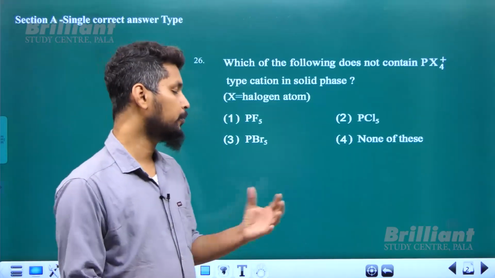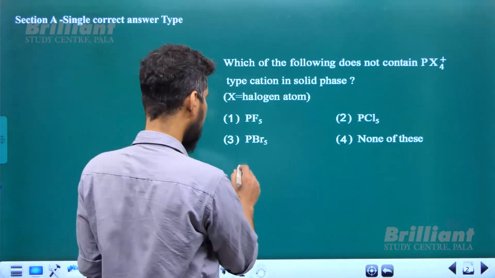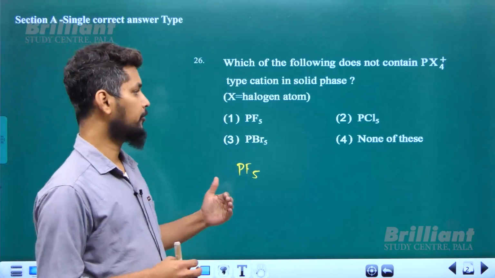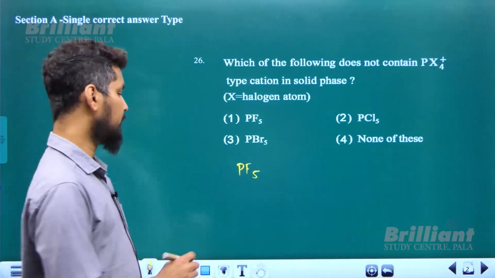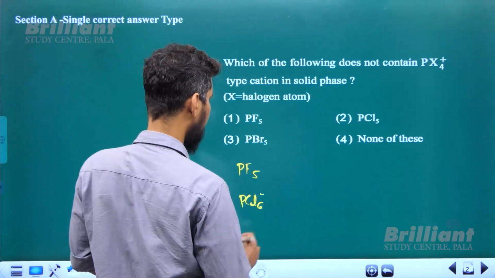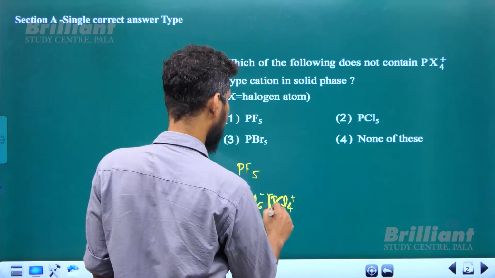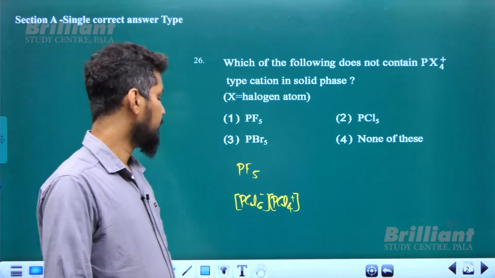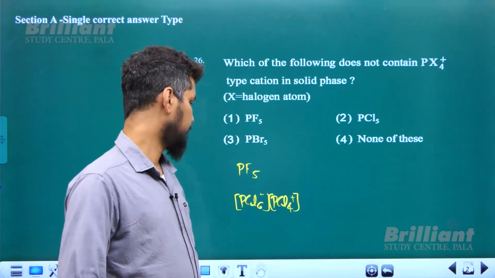Coming to PF5, fluorine is a smaller atom, so PF5 can exist as PF5 itself. Now coming to PCl5, chlorine is larger when compared to fluorine. So in solid state, PCl5 exists as PCl6 minus and PCl4 plus. This is how PCl5 exists in solid state, PCl6 minus and PCl4 plus.